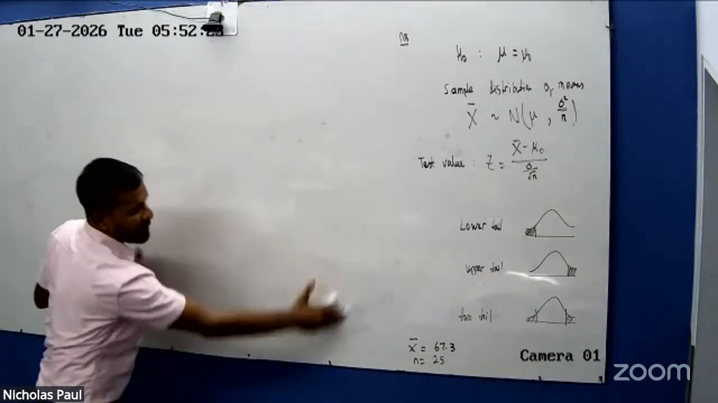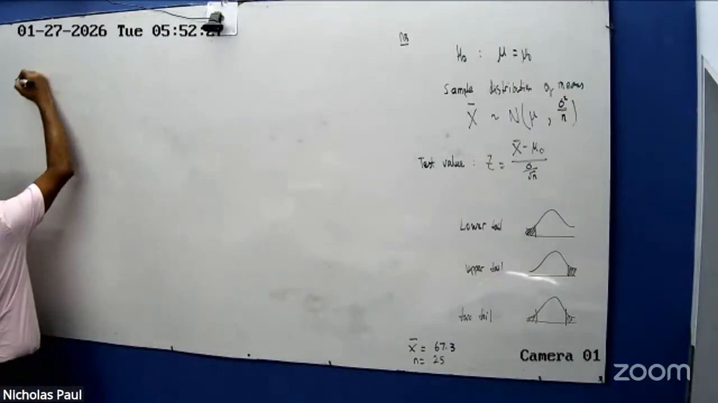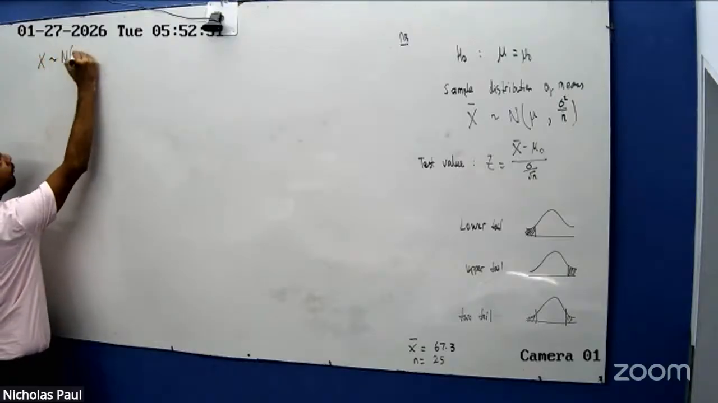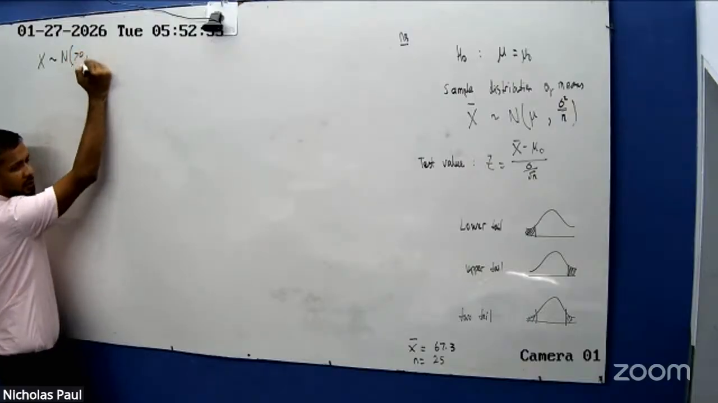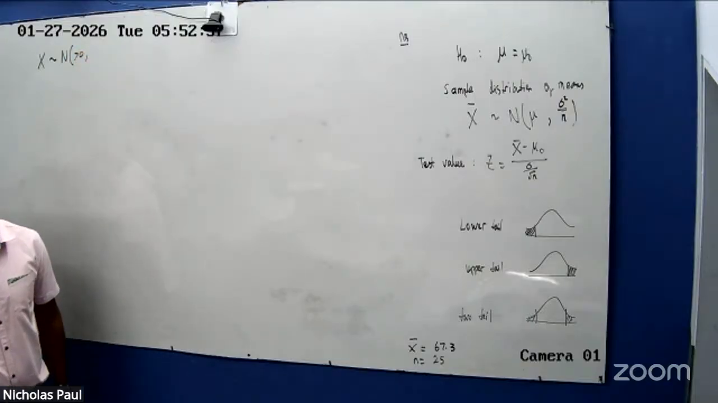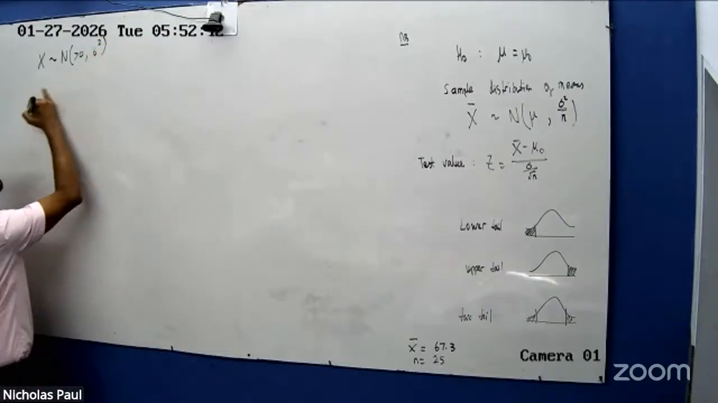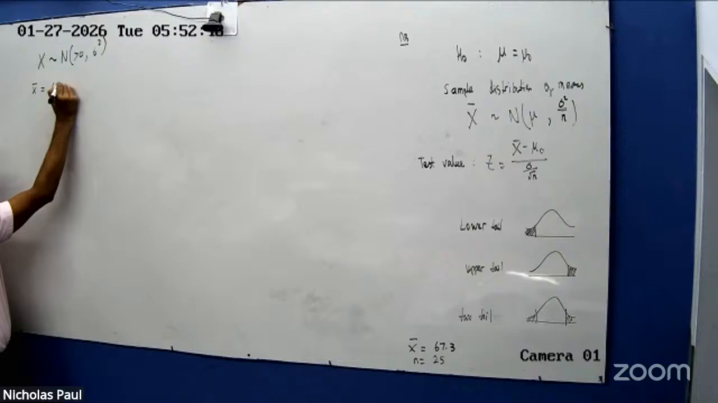Right, before we start writing, let's just make a note of what it told us. They told us that it came from a normal with mean 70 and variance what again? 6. Or standard deviation? Standard deviation 6. Right? And then they gave us some sample information: X bar was 67.3 and N is 25.